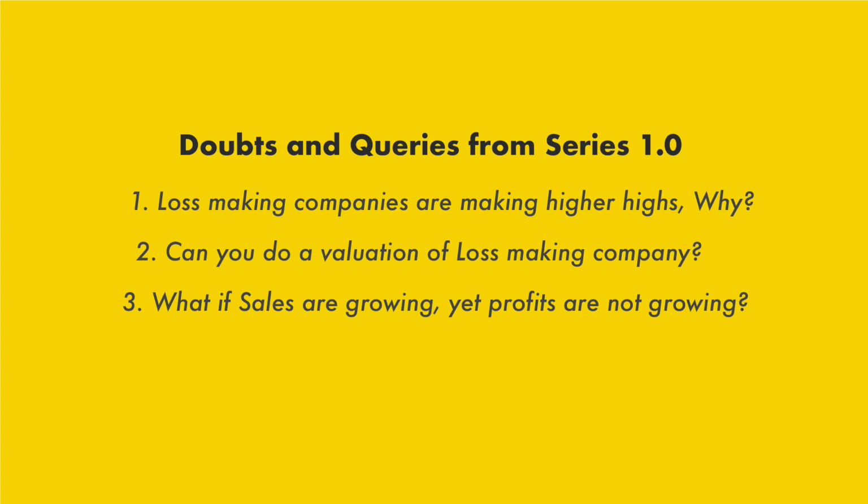So now let's answer the doubts and queries we had from series 1.0. The first one is loss-making companies are making higher highs. Why? Now a lot of you have this question, and it is a very important question. A prime example of this would be Tata Motors. Tata Motors is a loss-making company. The losses are more or less equal throughout the quarters, yet the company is going up.